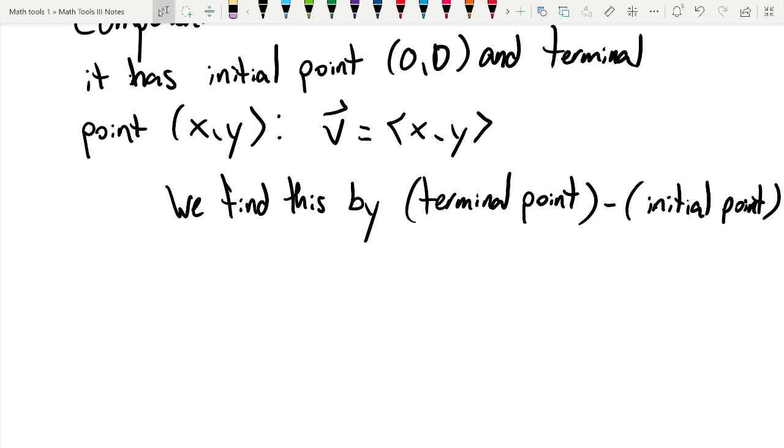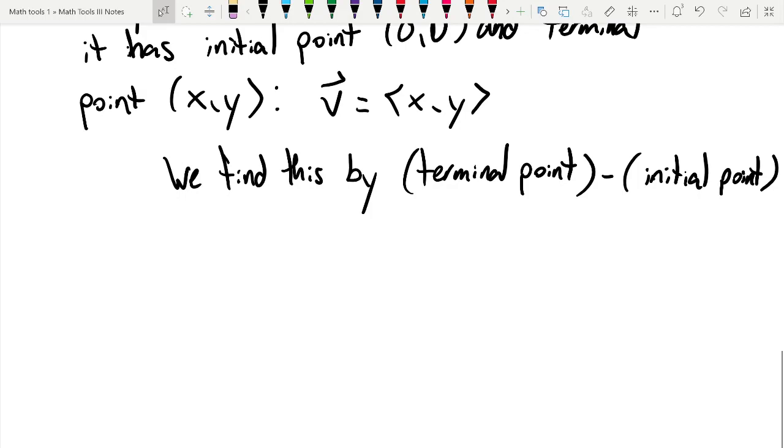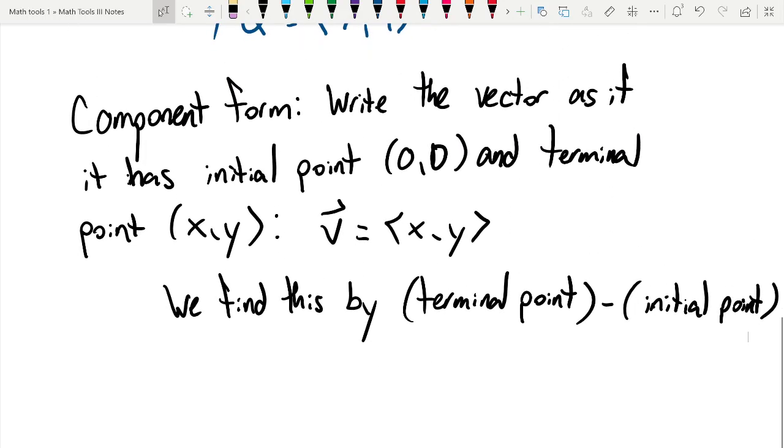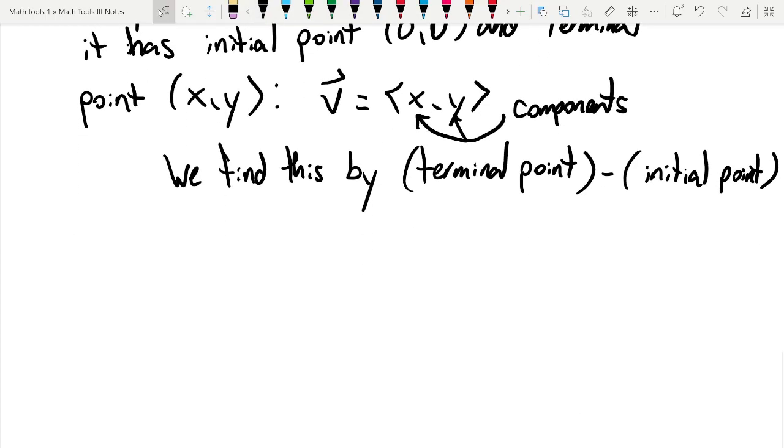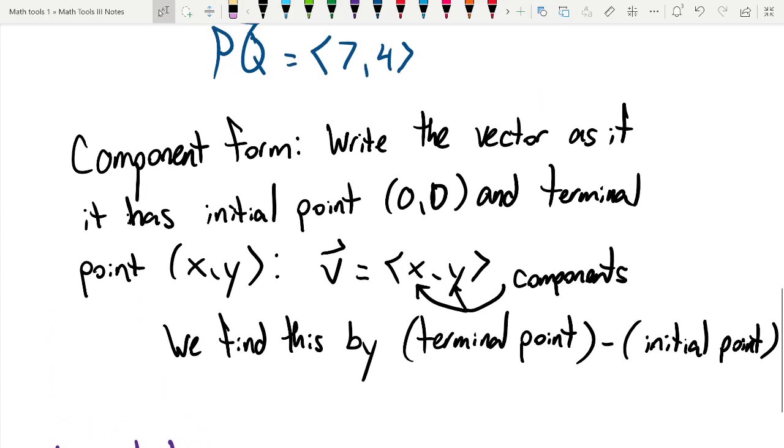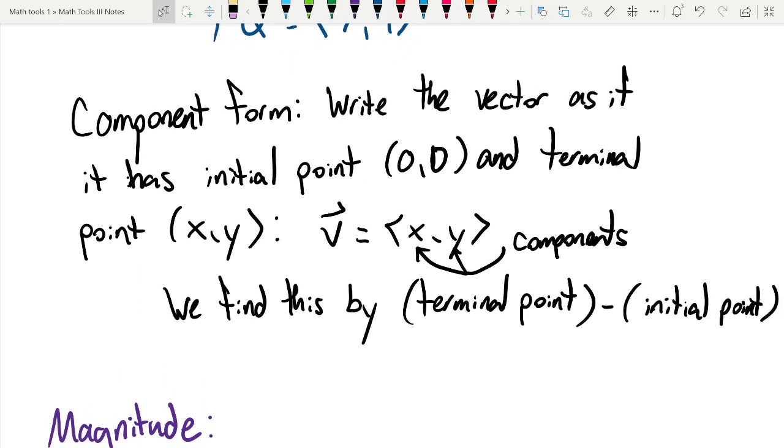Okay, so this is called component form because these right here are called the components of the vector. All right, so now let's look at how we actually calculate that magnitude. We can see how it's represented by the length of the vector, but how do we distill that into a number? How do we actually find the magnitude of a vector measured as a number?